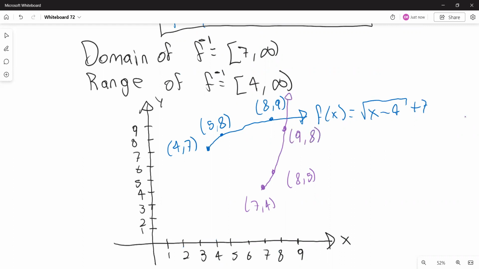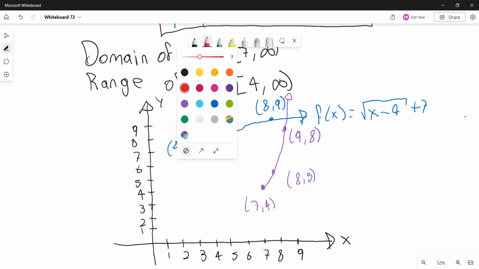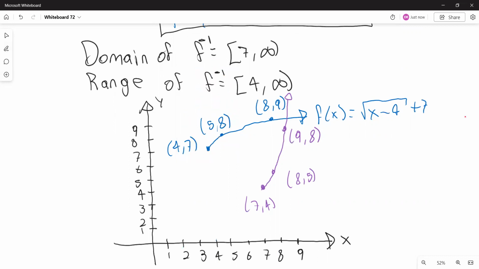But you can see from the graph that the coordinates are flipped. And not only that, it's going to be symmetric with respect to the line y equals x. So this is the line y equals x. You can see that the graph of the inverse is a reflection of the graph of f across the line y equals x.